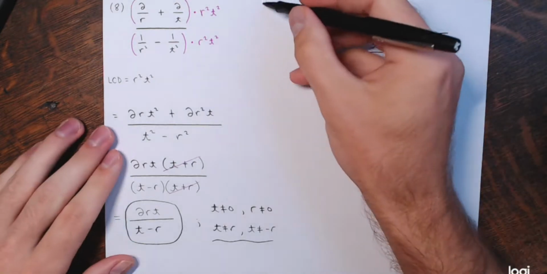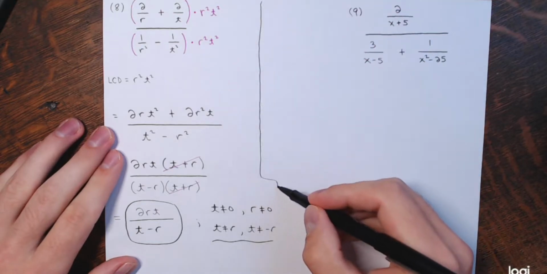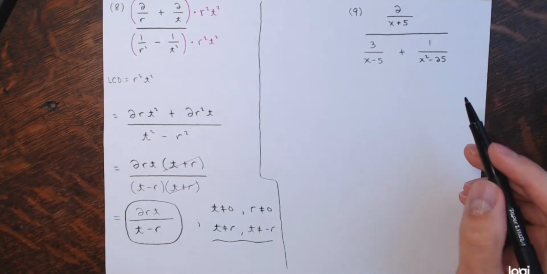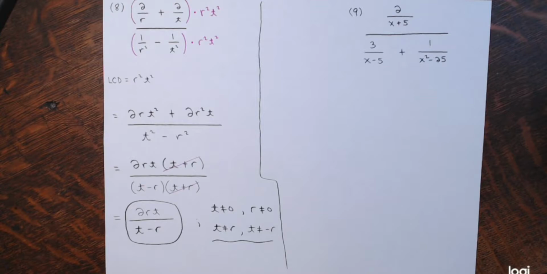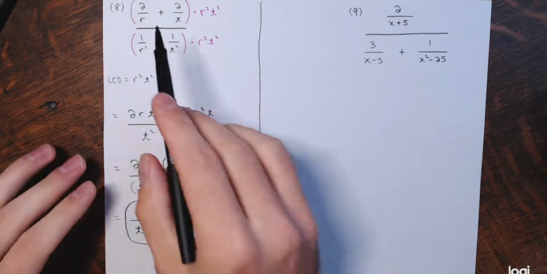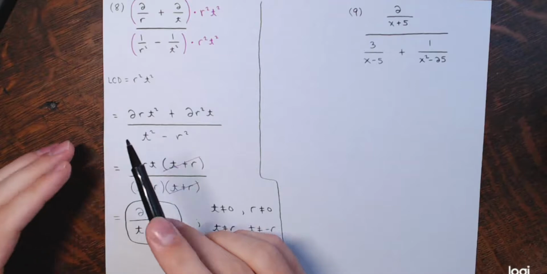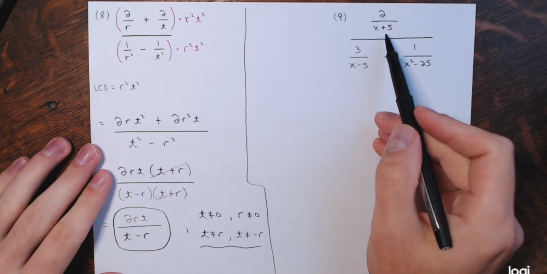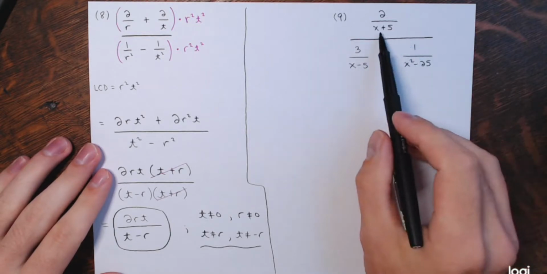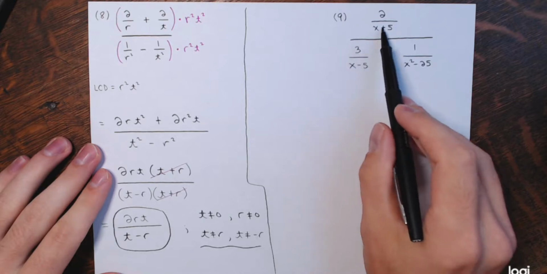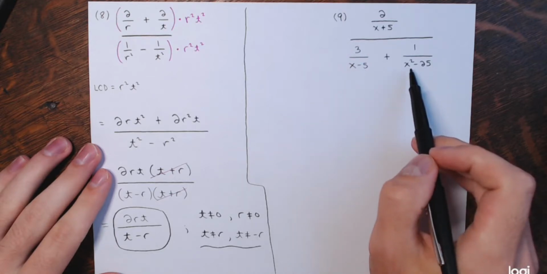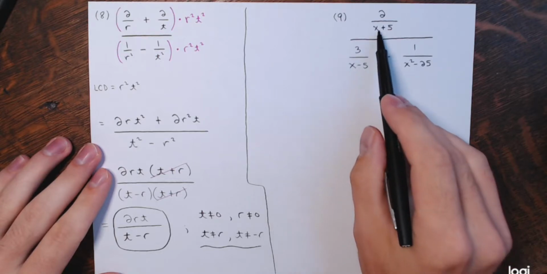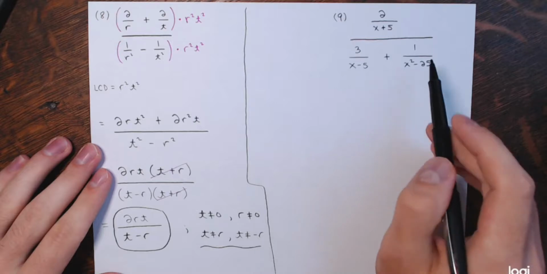Okay, so the next example. Again, the same stuff. Big difference in this one though. In examples 5 through 8, the LCD was readily seen, pretty easily seen. In example 9, the denominators above the main bar and below the main bar have more than one term: x plus 5, x minus 5, x squared minus 25.